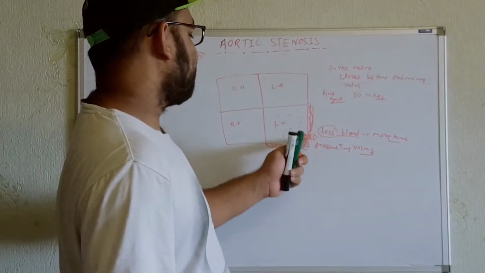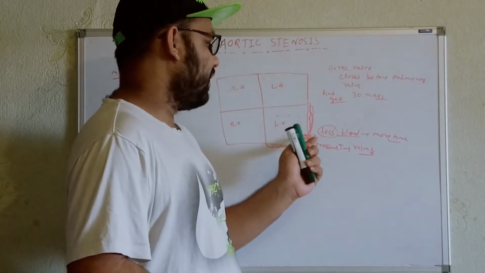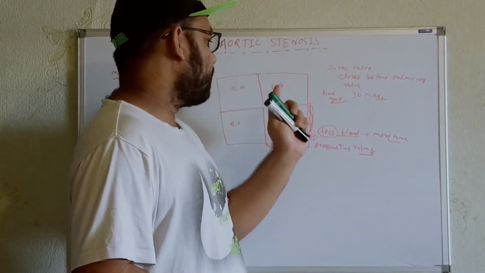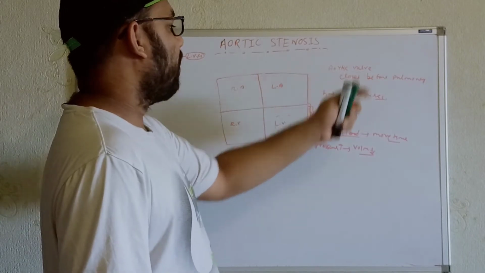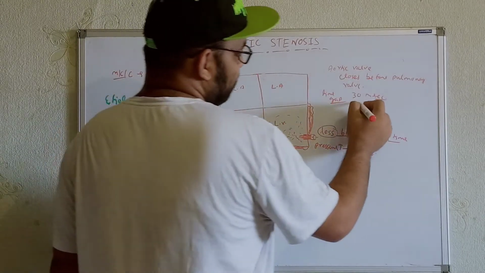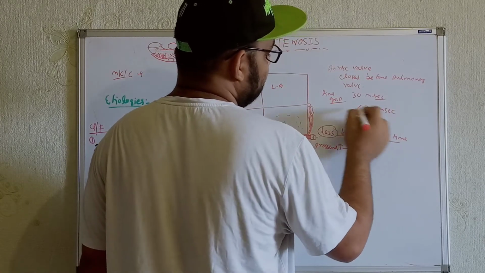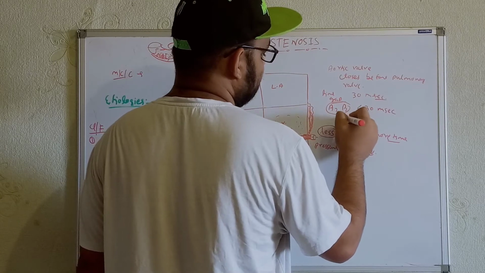Okay. So whenever it is taking more time to push the blood from the ventricles to the aorta, as a result we will see a time lag between the closing of the aortic valve and the pulmonary valve. The time gap will be less than 30 milliseconds in terms of the aortic and the pulmonary valve closure.